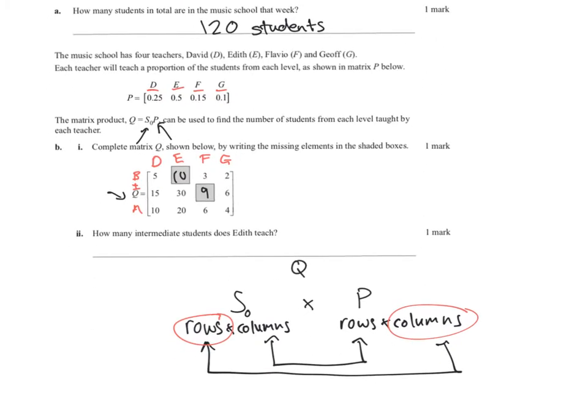The rows of the first will match up with the rows of the resultant, and the columns of the second will match up with the columns of the resultant. So that just makes it a little bit easier. How many intermediate students does Edith teach? We can look at that now, and we can see it's 30. Cool. All right, moving on.